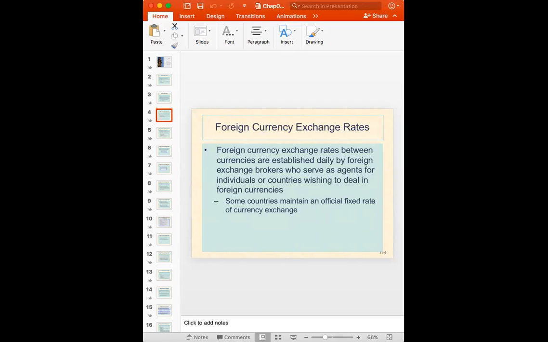All right. So the next one is about the foreign currency exchange rate. The foreign currency exchange rates between currencies are established daily by foreign exchange brokers who serve as agents for individuals wishing to deal in a foreign currency.